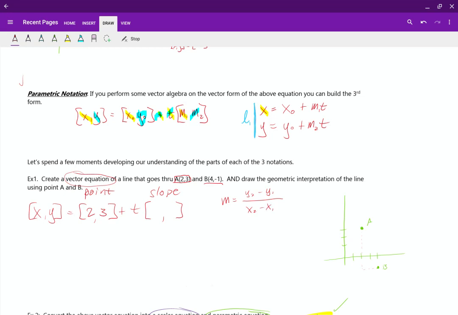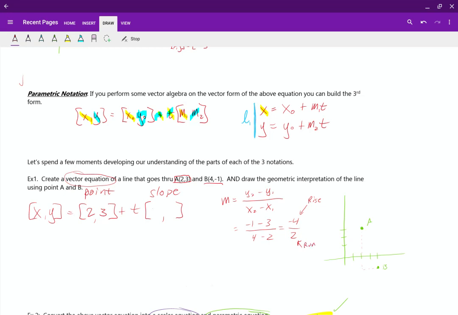And so basically, my slope is going to be -1 minus 3 over 4 minus 2. I always mess that up, but I think I got it right. Did I get it right? I believe I did. And so this is my rise, and this is my run.